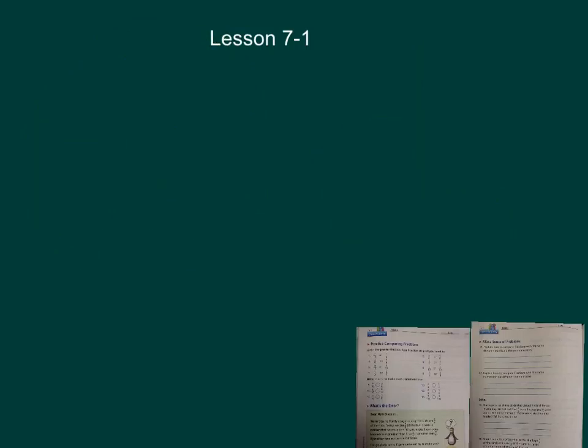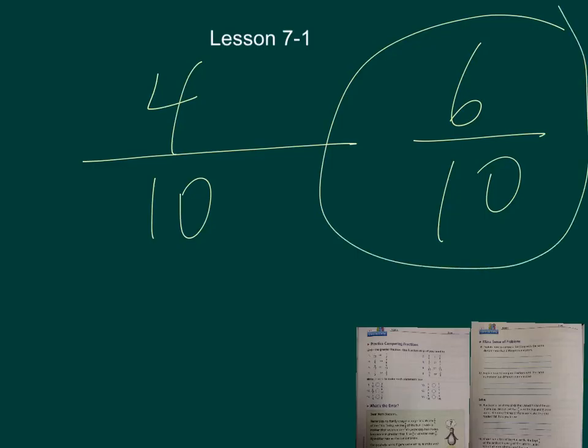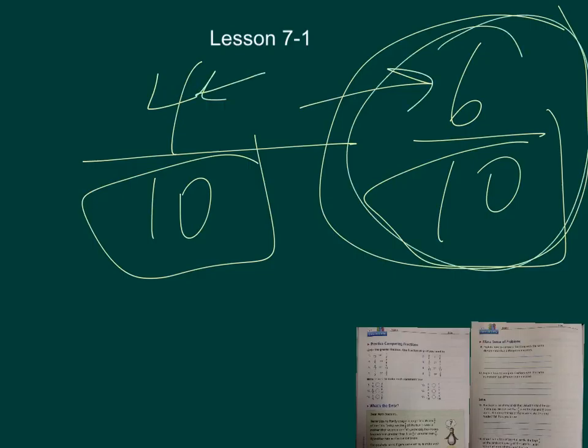Next thing is when they have the same denominator, you just take the one with the numerator that's bigger, and that is the bigger amount. If a pizza is broken into 10 pieces, would you rather have 6 or would you rather have 4? 6 would be more.